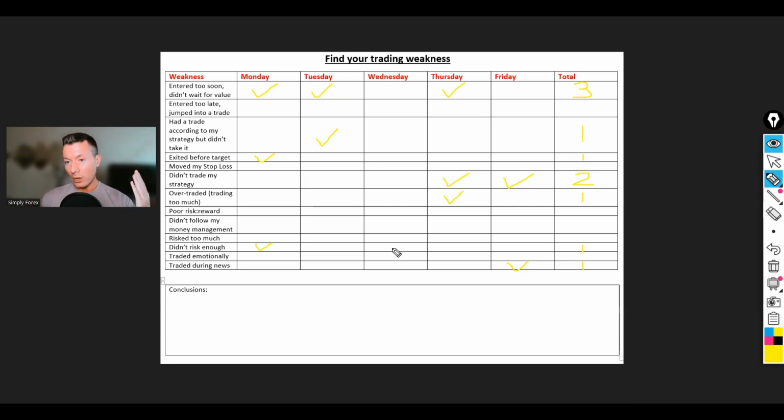So guys, start using this. You can write your conclusions in here at the end of the week and grade yourself. If you start reducing these weaknesses and you have less numbers in the totals column, give yourself a pat on the back. You are really overcoming some of your trading problems. So guys, start using this. This will help identify your weaknesses.